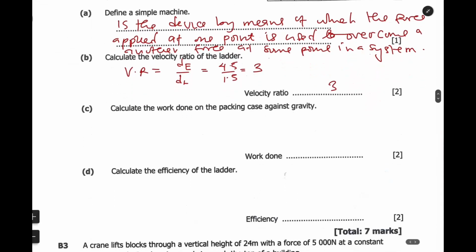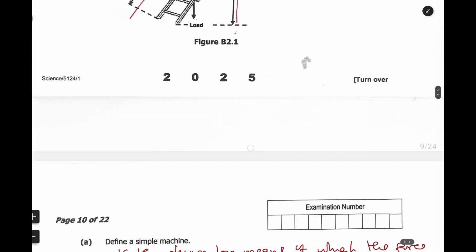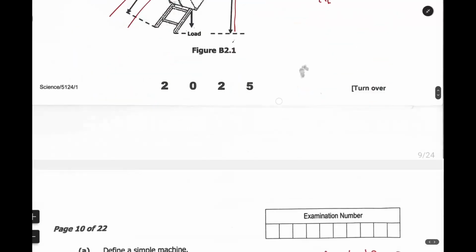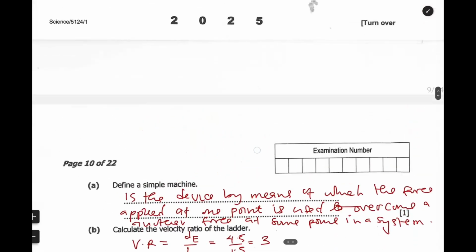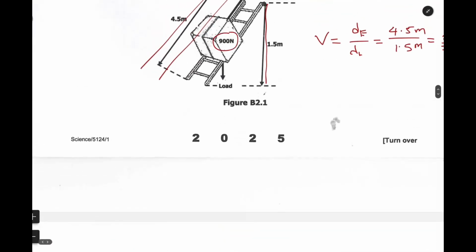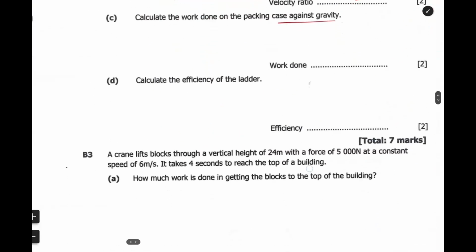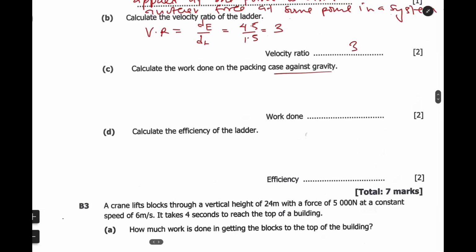Let us look at the second question. Calculate the work done on the packing case against gravity. So work done against gravity, that is what it is saying. So work done, we calculate it here. We are going to use the force applied, not weight. Don't use 900, this is the weight. Use the force applied and the distance it moves. That is the work done on the packing case against gravity.